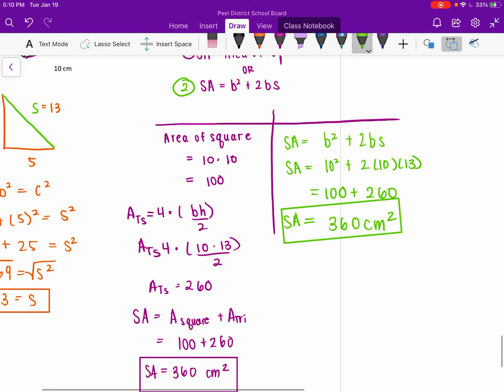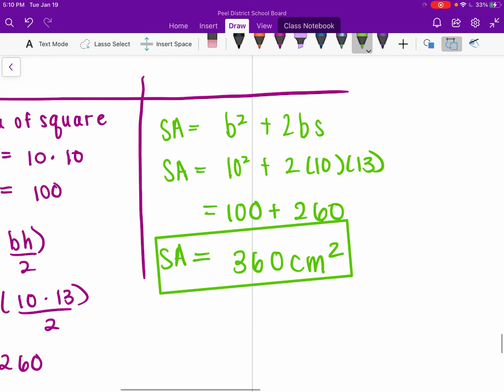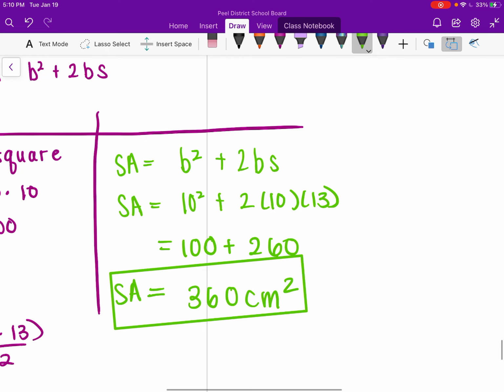I care personally more about the why. Some people are okay with just plugging numbers in. As long as you understand which numbers to plug in and why to plug them in, that's all that matters.